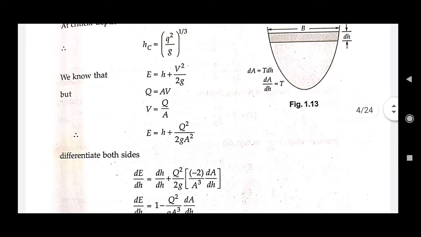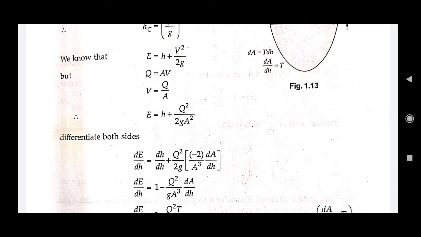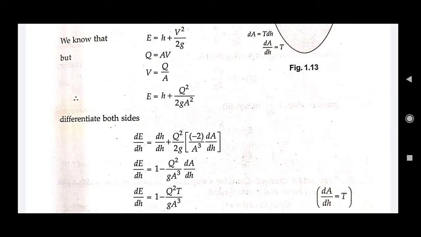Now what we do is differentiate on both sides. We find dE by dH, and d by dH of H is dH by dH, or 1, plus Q square by 2G as a constant, so we have taken it out, and we have differentiated with respect to dA. So we can write the differentiation of 1 upon A square as minus 2 upon A cube, multiplied by dA by dH, right? So dE by dH is equal to 1 minus capital Q square upon G A cube dA by dH.